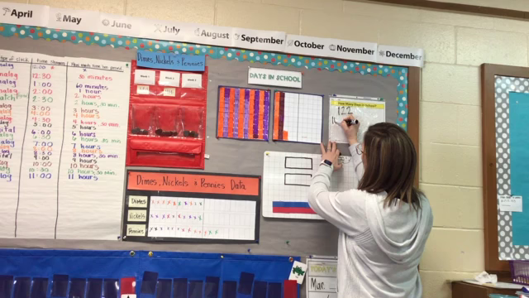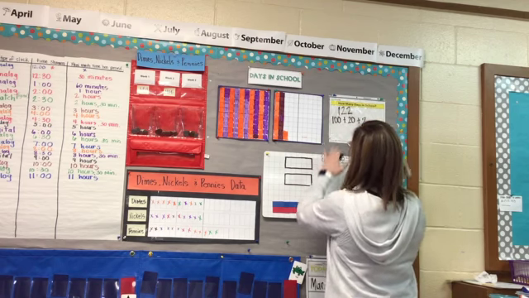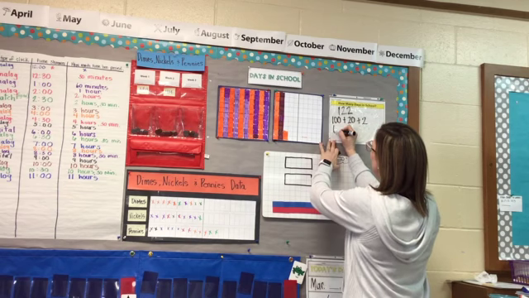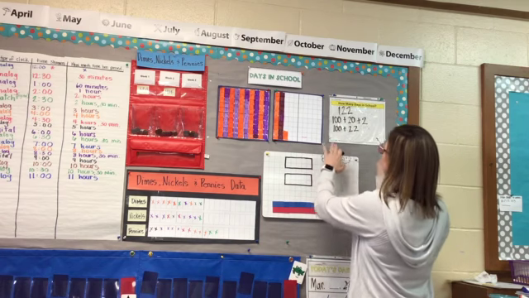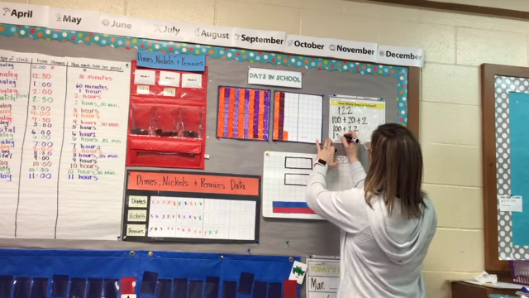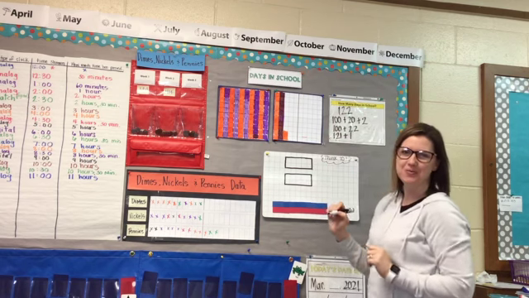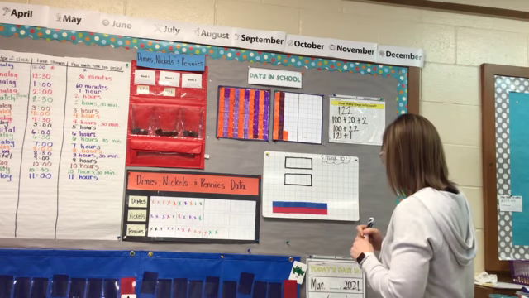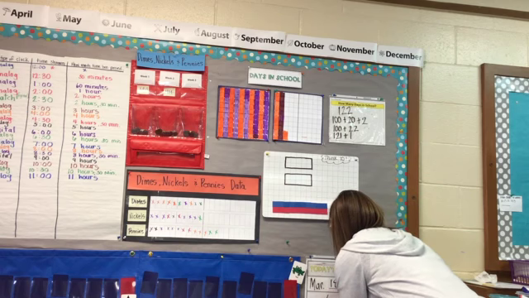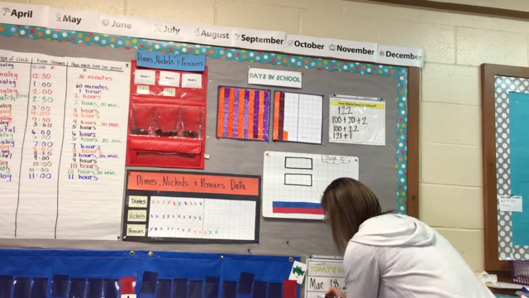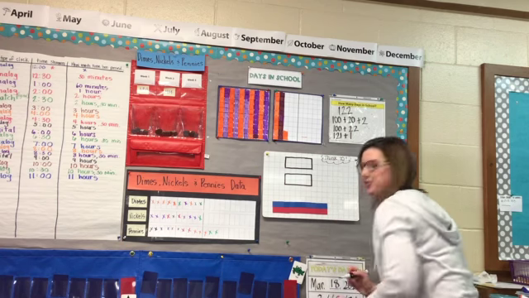So we could write that 100 plus 20 plus 2. Okay, we could write 100 plus 22. We could also write that as 121 plus 1 more. Lots of different ways we can write 122. Today is March 18th, 2021. So our digital date is 3-18-21.